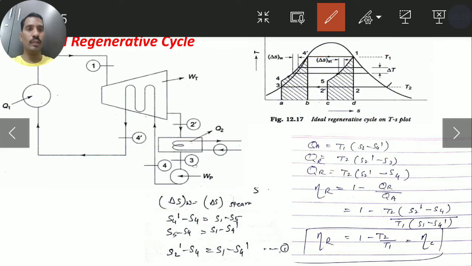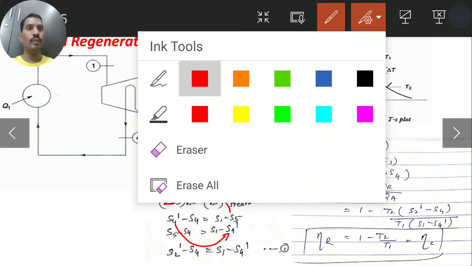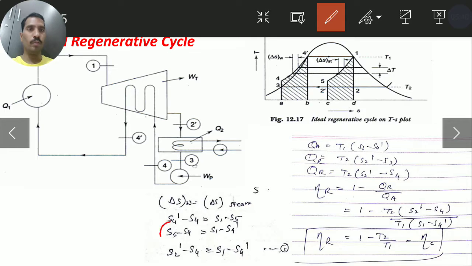By rearranging the terms, you can take S5 to the left hand side and S4 dash to the right hand side. S5 is nothing but, 5 and 2 dash lie on the same line, so we can replace S5 with S2 dash, and the right hand side is S1 minus S4 dash. Mark this as equation 1. S2 dash minus S4 is equal to S1 minus S4 dash.